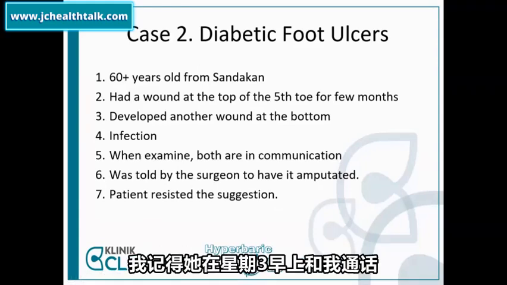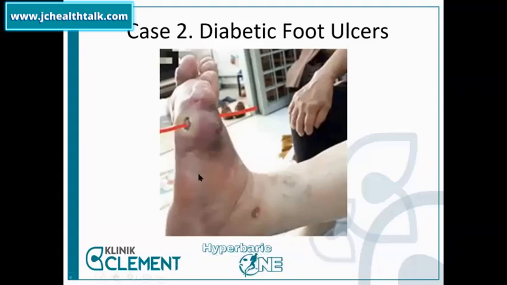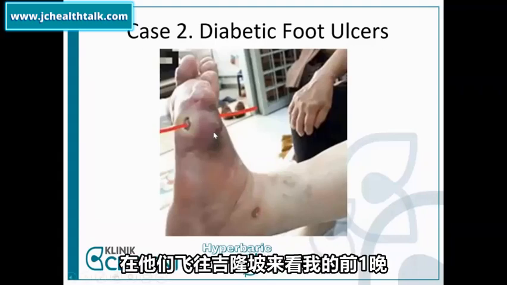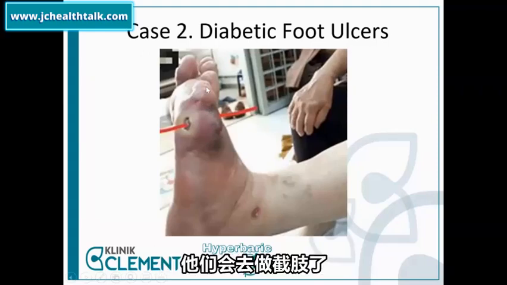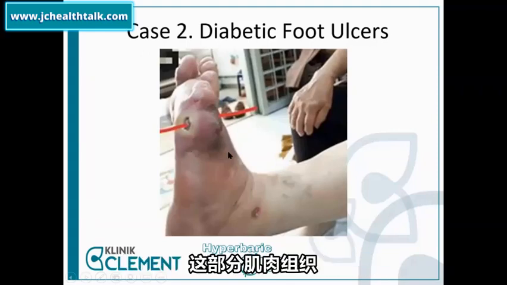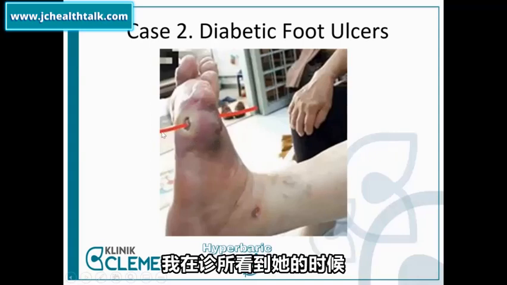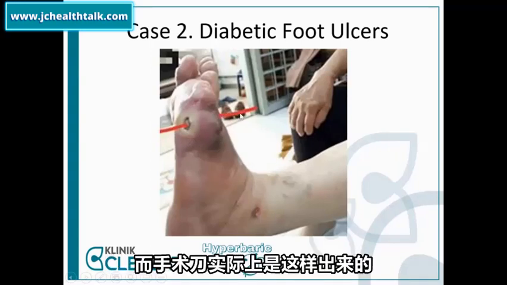And then the doctor, I remember she spoke to me on a Wednesday morning, and then on Thursday they already landed in my clinic here in Petaling Jaya. So this is a picture taken by her daughter the night before they flew to KL to come to see me. So if they had not been able to see me, they would have gone for an amputation, and the surgeon would have made a big cut like this, and this part of the tissue, including the last toe, would have been gone. Okay, so in my clinic, when I saw her, I actually used a forceps to slowly push in from here, and the forceps actually came out this way.